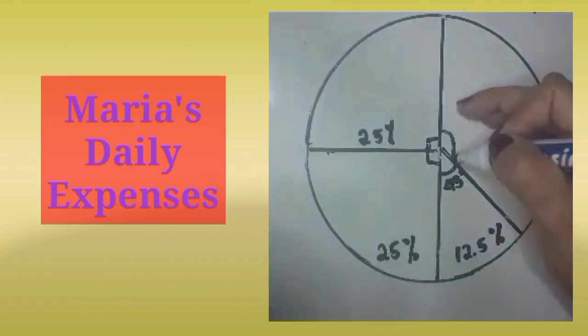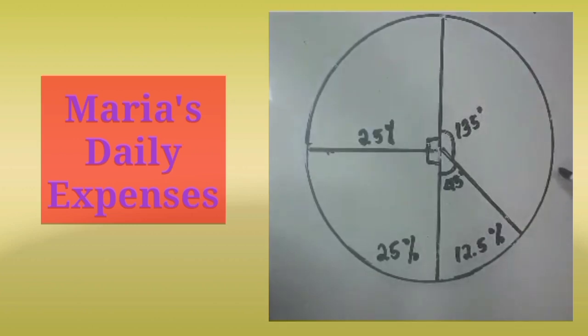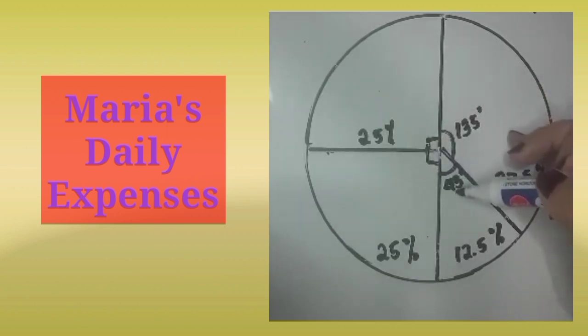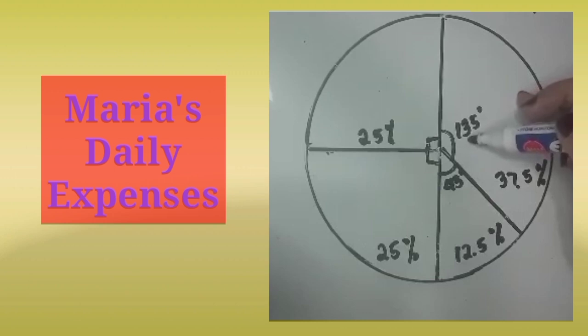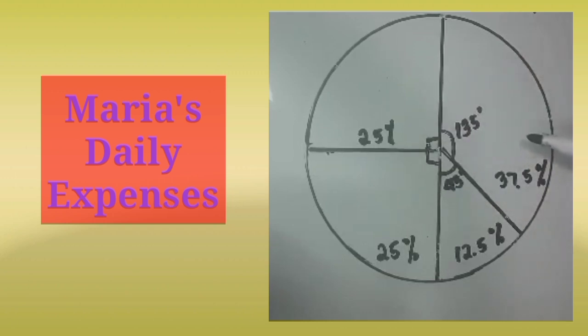So it is correct. Your angle is 135 degrees. And this represents 37.5%. If we add 90 degrees plus 90 degrees plus 45 degrees plus 135 degrees, the total is 360 degrees. Lastly, label the parts or sectors of the pie graph.